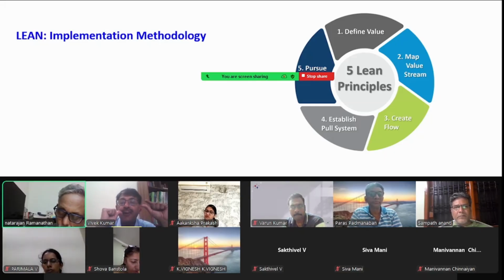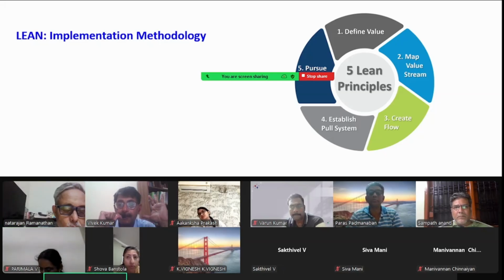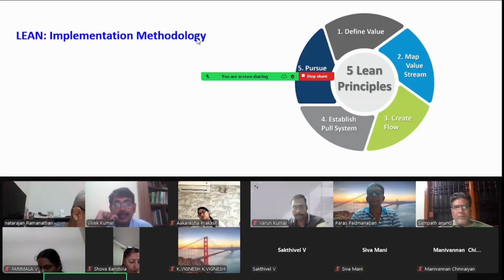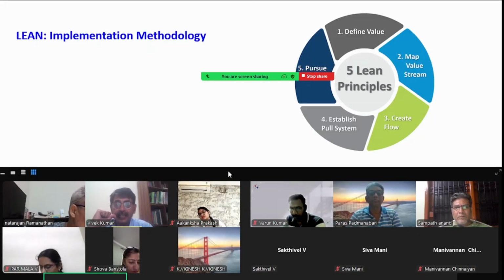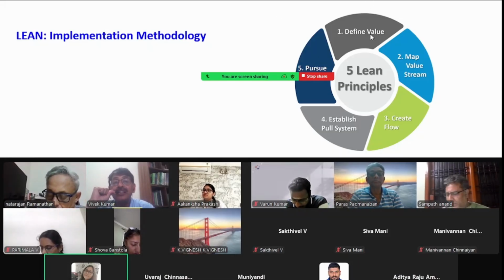Natarajan sir, when we are talking of defining value, we are really defining what exactly the customer wants. Addressing the pain point of a customer. If he needs a solution, he needs a benefit, he needs a service. Yes, exactly. So what exactly the customer wants, that is understood in defining value. And just as ma'am has very correctly added, this also includes identifying the pain points of the customer.